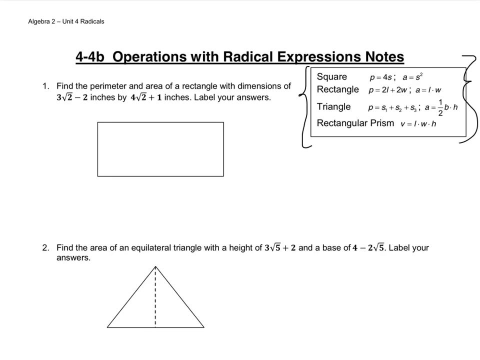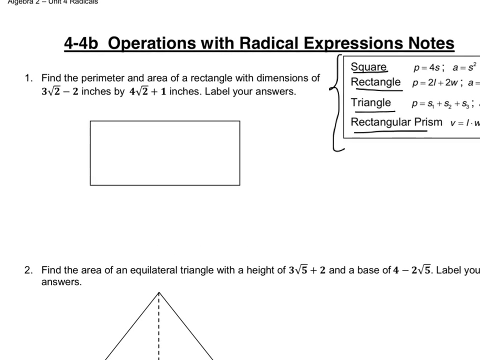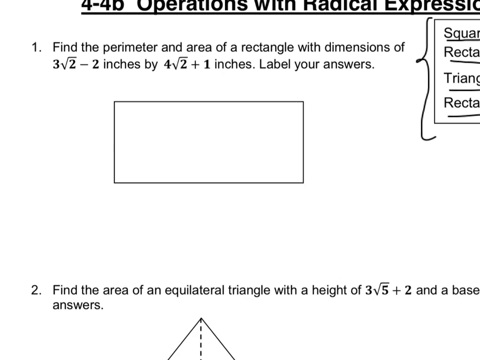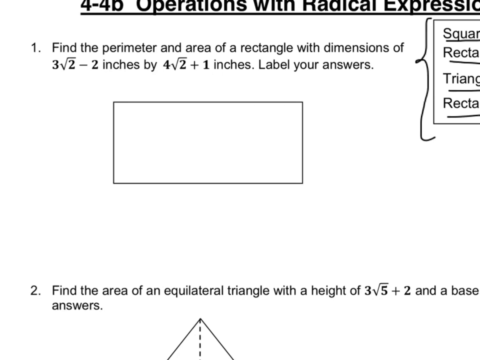So you need to be able to know the perimeter and area of a square, the perimeter and area of a rectangle, the perimeter and area of a triangle, and the volume of a rectangular prism. So let's start with number 1. Find the perimeter and area of a rectangle with dimensions of 3 radical 2 minus 2 inches by 4 radical 2 plus 1 inches. Label your answers.